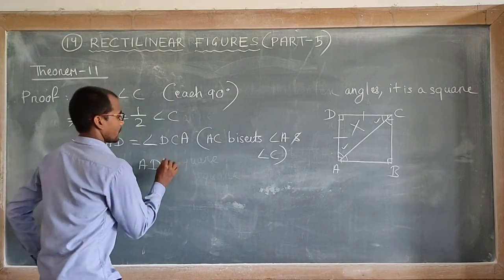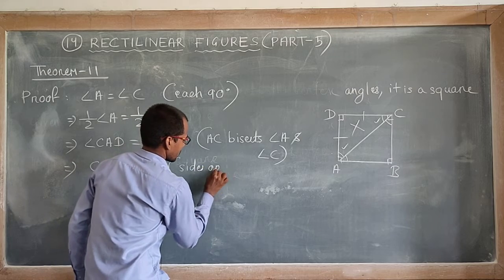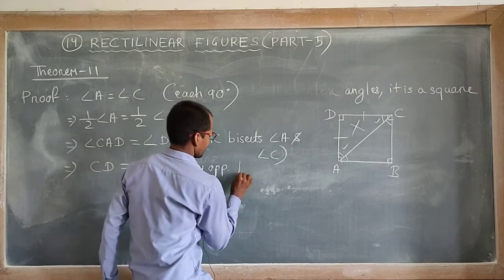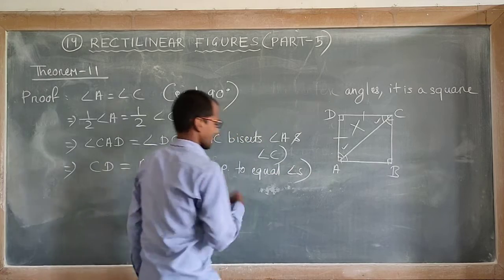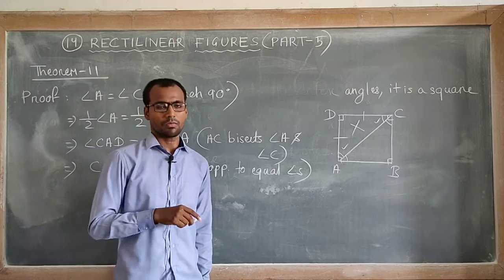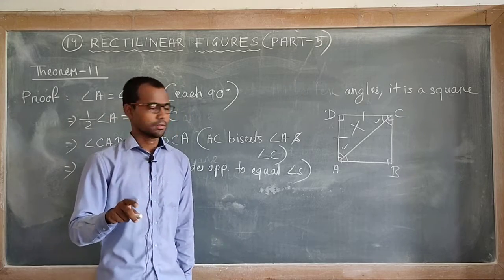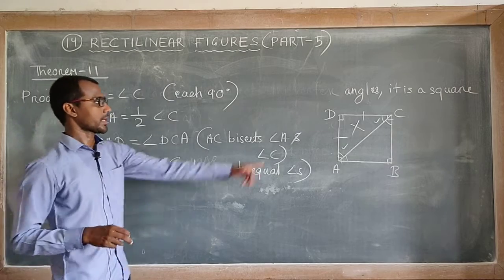Okay. Why? Sides opposite to equal angles are equal. This is the theorem which is out of syllabus now, but you need it. Okay. So CD is equal to AD, but they are adjacent sides of the rectangle.